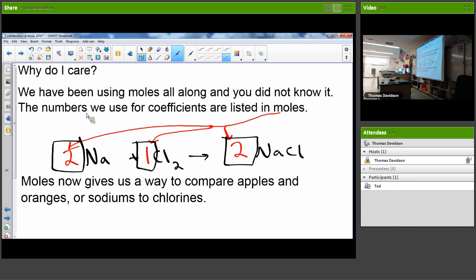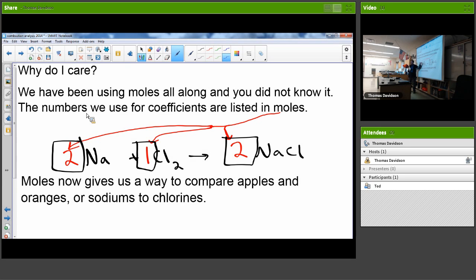Why do you care? So here we go. We've been using moles all along. We didn't really know it. The numbers we use for coefficients are listed in moles. Moles now give us a way to compare apples and oranges or sodiums to chlorines. There's no direct math link between sodium and chlorine in grams, because grams is what we measure. So what we do is convert everything to moles first, because then they compare.